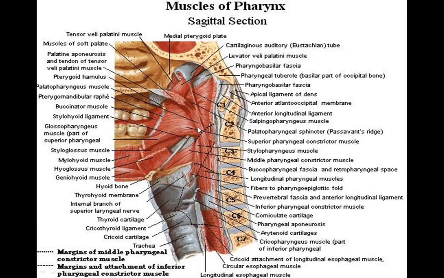So we can see from inside here the palatopharyngeus muscle and the salpingopharyngeus muscle, and from outside you can see the stylopharyngeus muscle. And here these are the constrictor muscles, as we can see, superior, middle, and inferior.